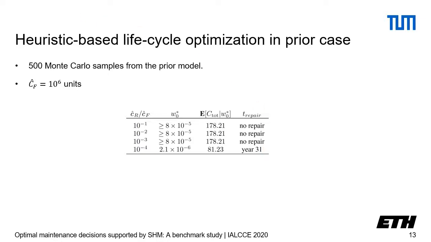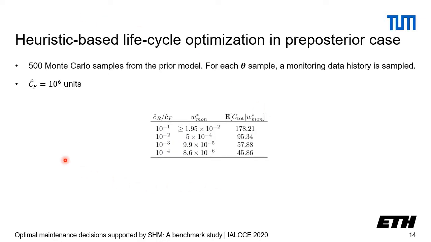In the pre-posterior case, we use the same 500 Monte Carlo samples from the prior model, but in this case, for each theta sample, we create a monitoring data history and we solve many different lifecycle optimization problems. The cost of failure is the same and the same cost ratios. And as you see in this table, we do not give the optimal time of repair, since in the pre-posterior case, the time of repair is varying for each sample and monitoring history. So we are showing the optimal heuristic thresholds and also the optimal expected total lifecycle cost given the optimal heuristic threshold in the pre-posterior case.